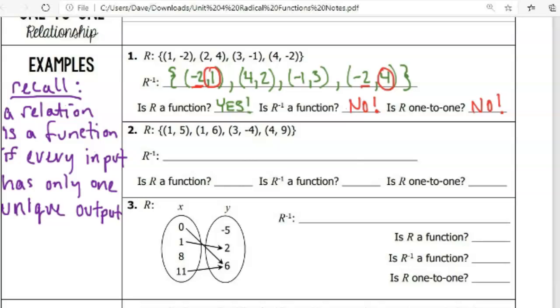Okay, so clearly then R is not a one-to-one function because the inverse is not a function. We need 2 yeses in order for this to occur. Okay, so if we look at the next one, again, I'm just going to find the inverse of these coordinates, and again, just switching the x and y coordinates here.